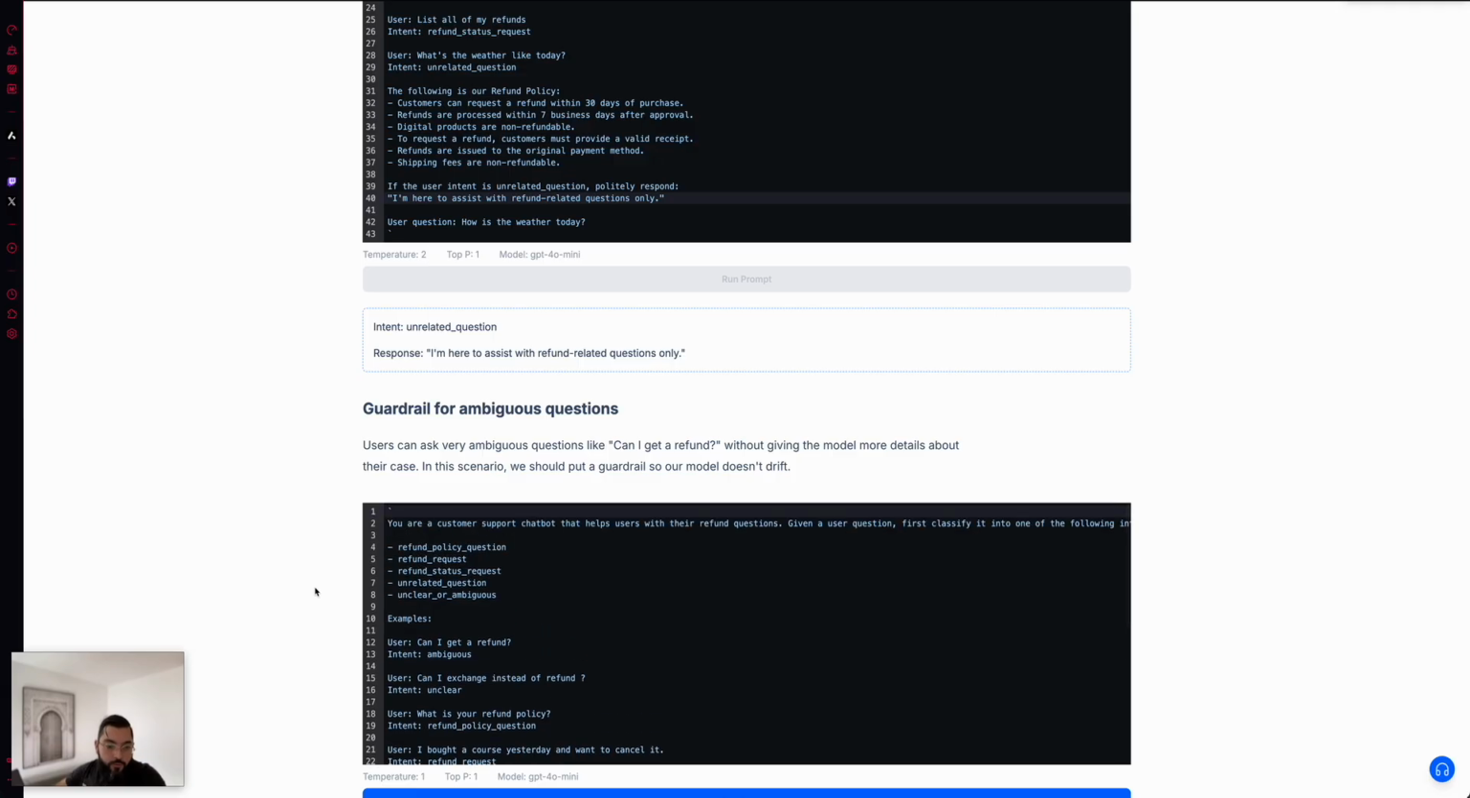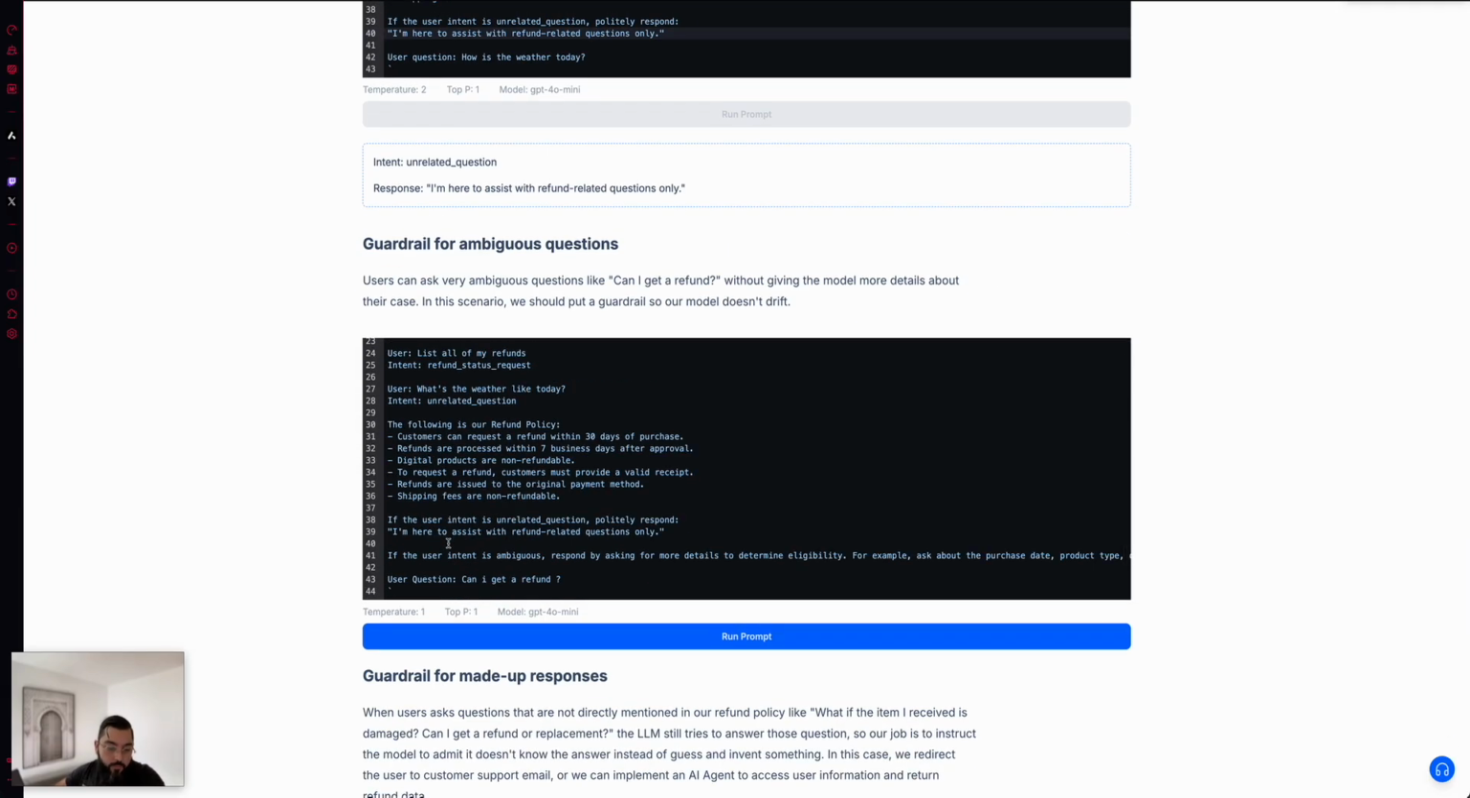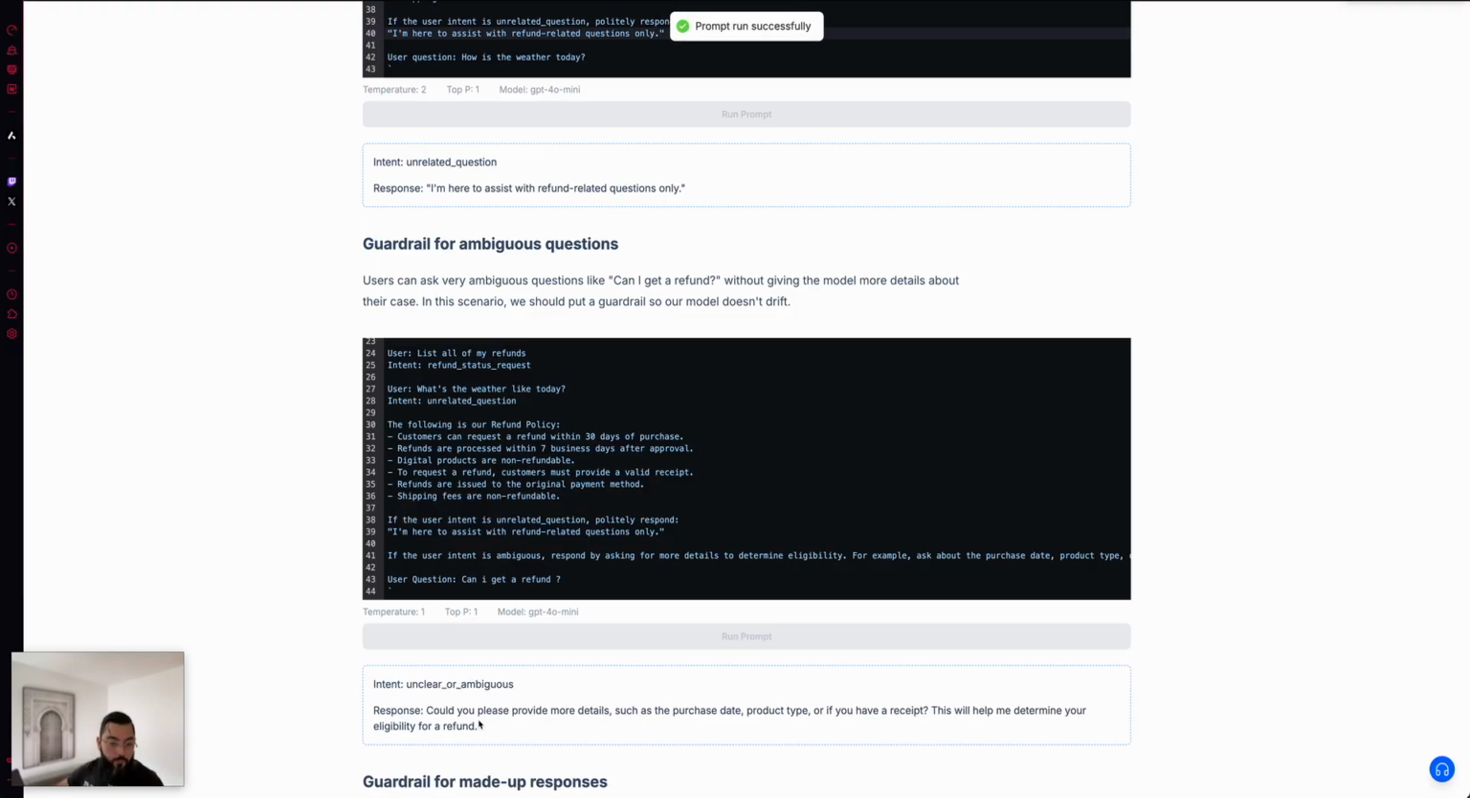Guardrail for ambiguous questions. We define ambiguous questions as those that don't have details, like, can I get a refund, without providing anything about when they bought the product, what type of product it is, if they have the receipt or not. So let's see. It says, could you please provide more details? And that's the reason, because we defined the guardrail here. If the user intent is ambiguous, respond by asking, etc.